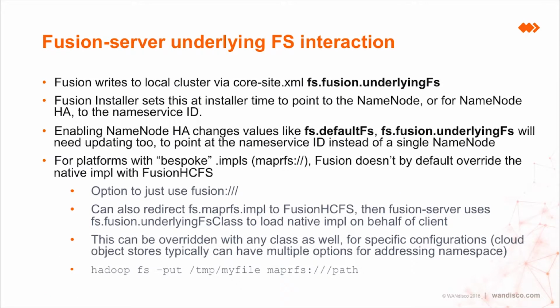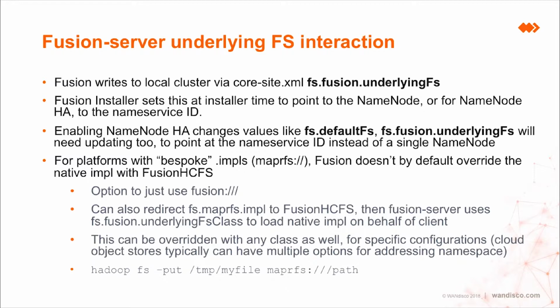Fusion server underlying file system interaction. Fusion writes to local clusters via the core-site.xml fs.fusion.underlyingFs. The Fusion installer sets this at install time to point to the name node, or for name node HA, high availability, to the name service ID. Enabling name node high availability changes values like fs.defaultFS and the fs.fusion.underlyingFs properties, so these will need updating too. They need to point to the name service ID instead of a single name node.